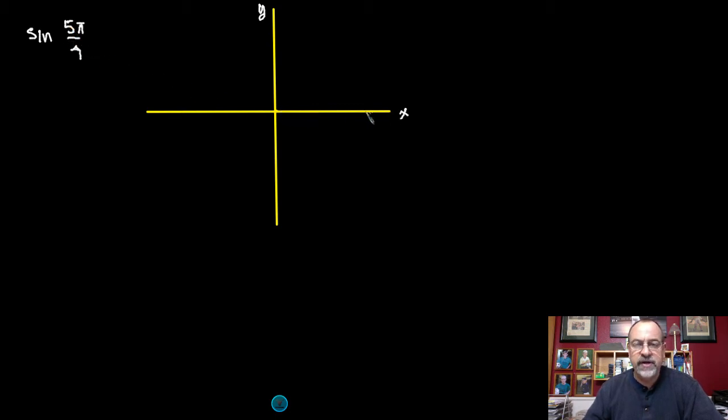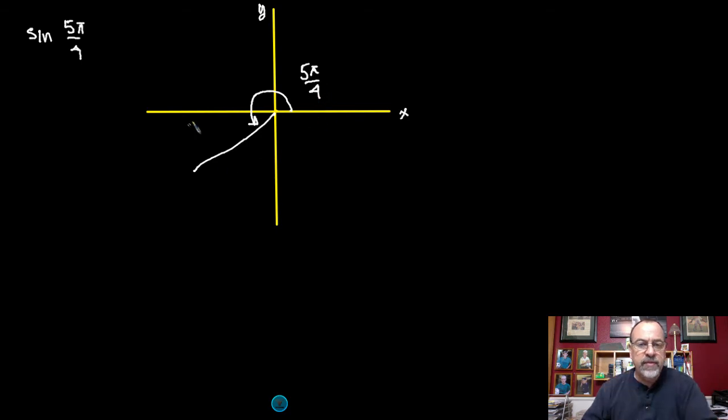And so if I start here at the positive x-axis, I have 45 would be 1, 90 degrees is 2, and then 3, 4, and then one more would put me right about here. So this angle here is 5π/4.